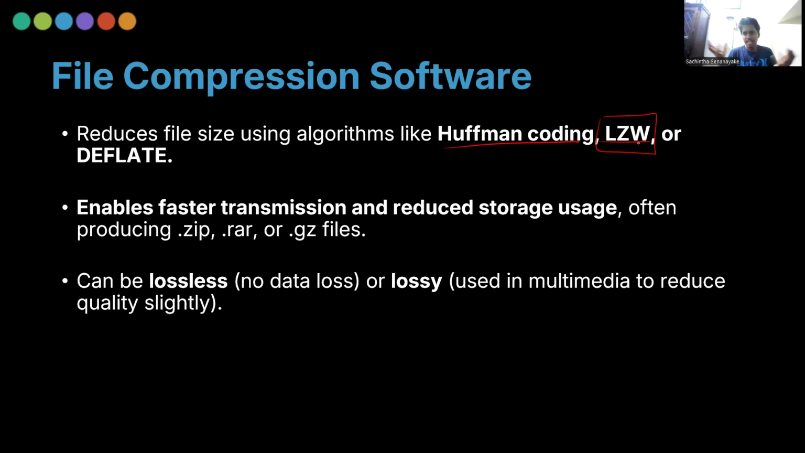And they reduce file size as a result, enabling faster transmission and reduced storage usage. It reduces the amount of storage used to store files and enables files to be transferred fast. And as a result, you can produce zip files, RAR files, and even GZ files. And finally, file compression can perform lossless compression, especially for text-based files, which results in no data loss, or lossy compression for multimedia to reduce quality slightly at a huge reduction in file size, especially JPEG, right? JPEG results in less discernible quality reduction, but a huge file size reduction.